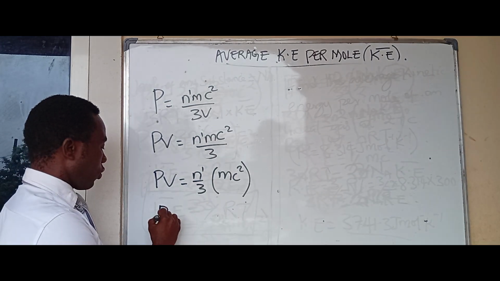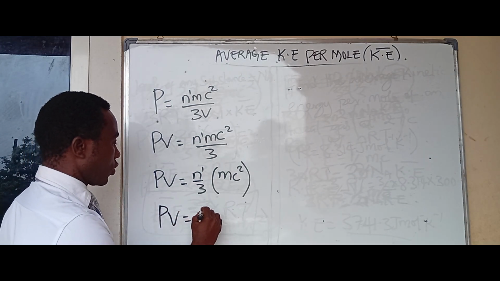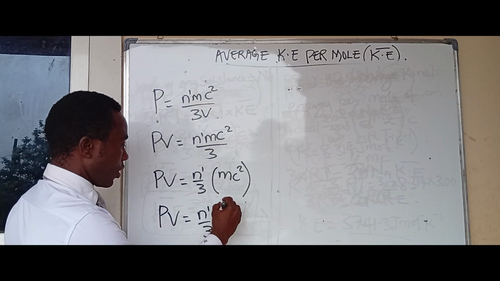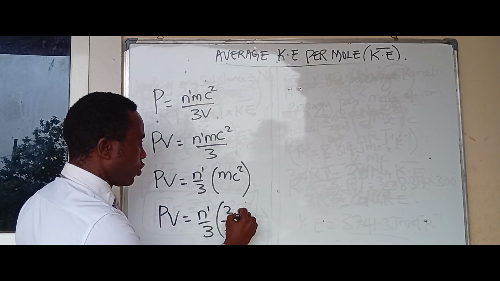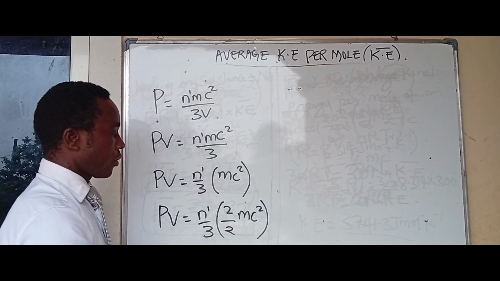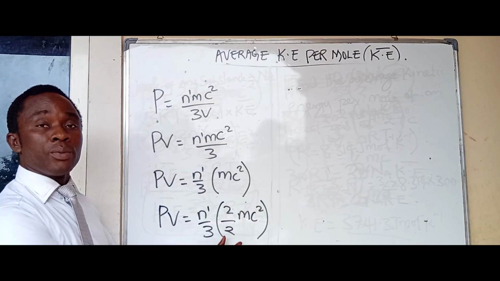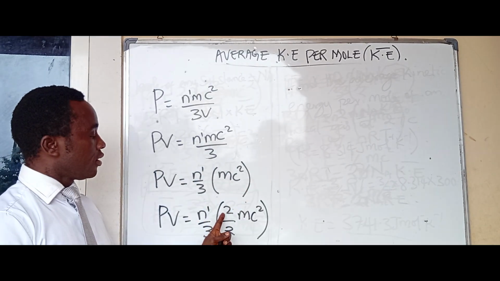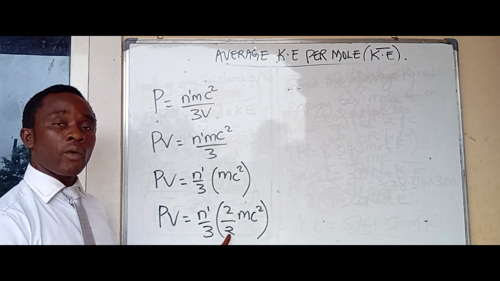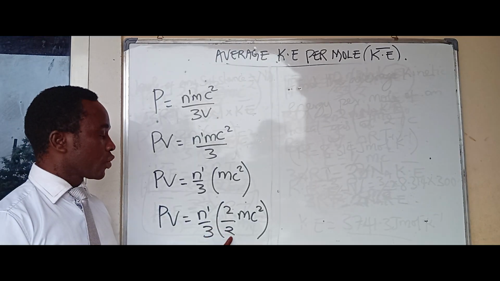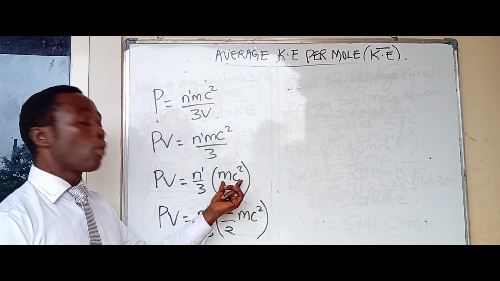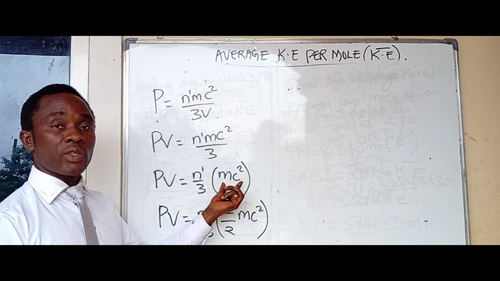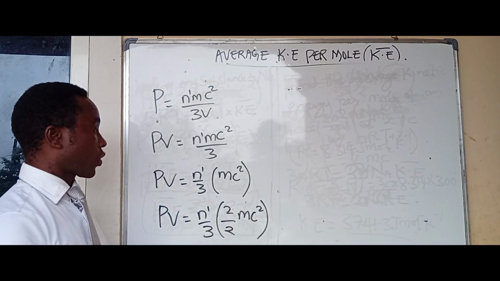That means nothing has changed. What I mean is that when we have PV is equal to N bar over 3 into 2 over 2 MC squared, if you look at this arrangement, you find out that I have not changed this equation, because these 2 can cancel these 2. When 2 cancels 2, this equation will still go back to MC squared. So mathematically, it is correct.